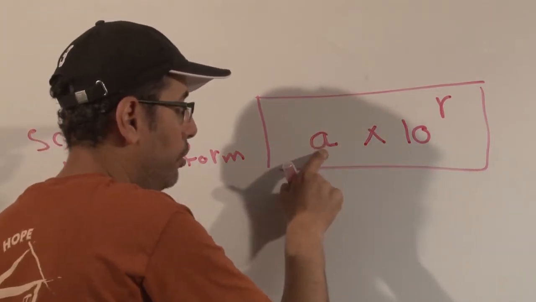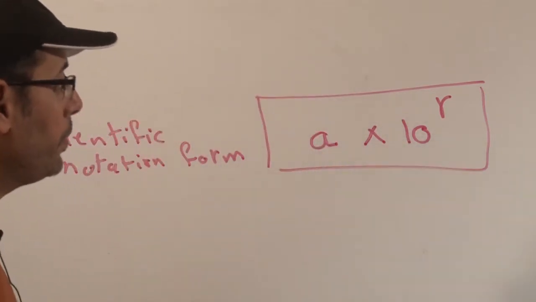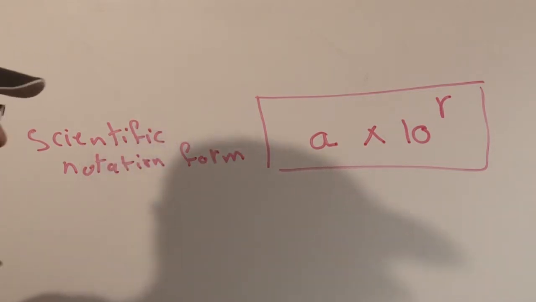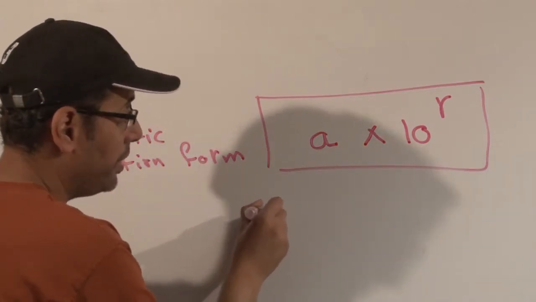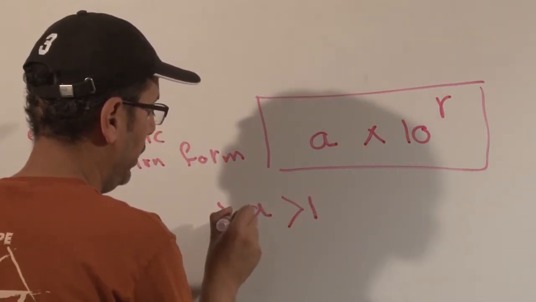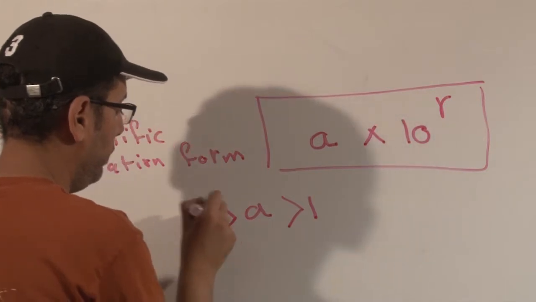Okay, we have a condition for A. A is supposed to be greater than or equal to 1 and less than 10.